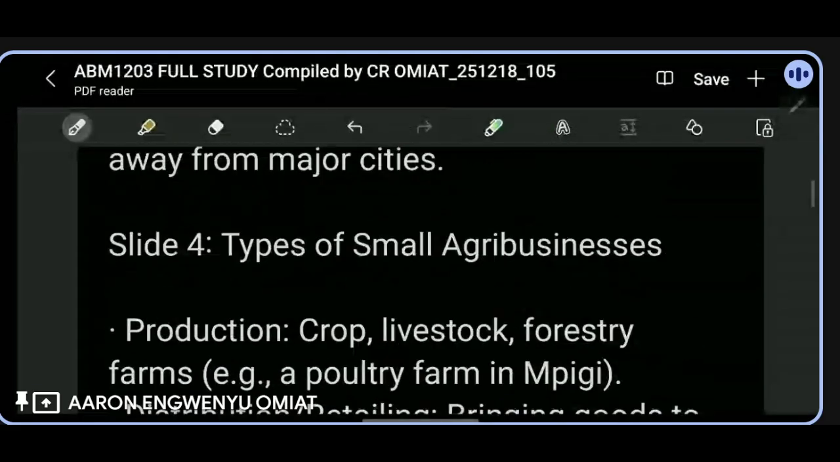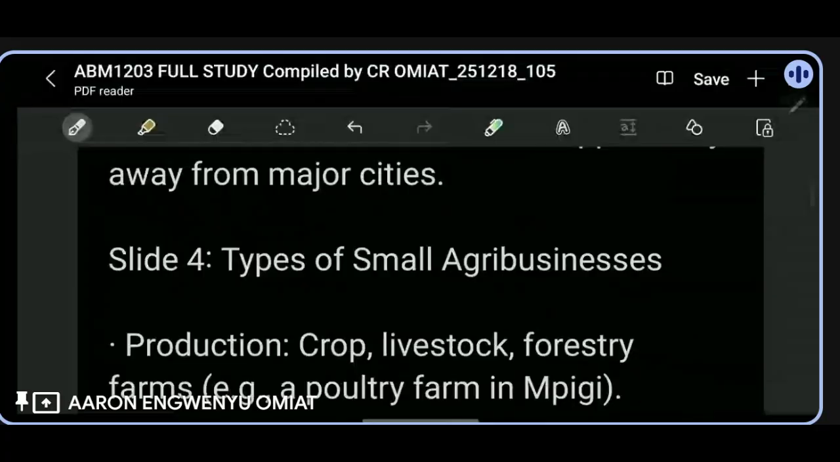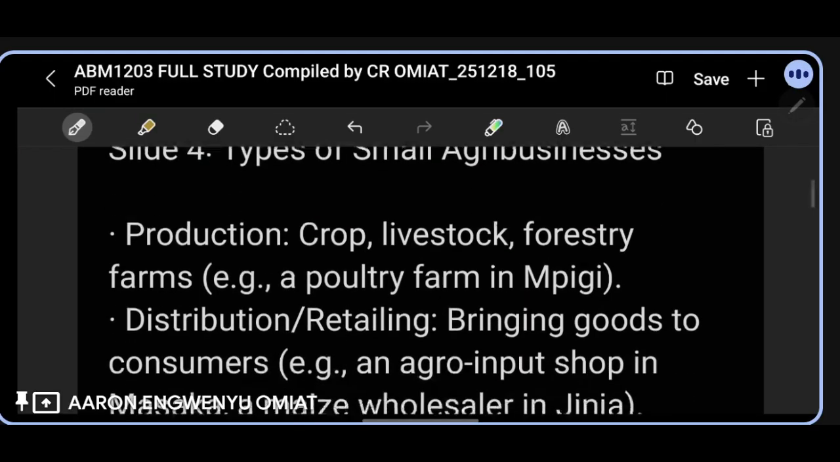So types of small businesses, this is the important part. We have those doing production, where we have crop, livestock, forestry, and farms. All these are producing: the farmers growing crops, farmers rearing animals, those in forests, and those with farms. All these are in the production part.